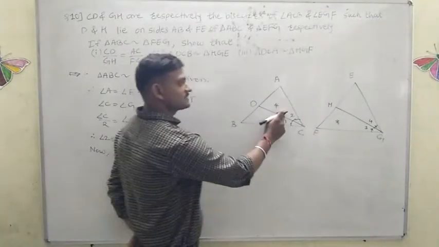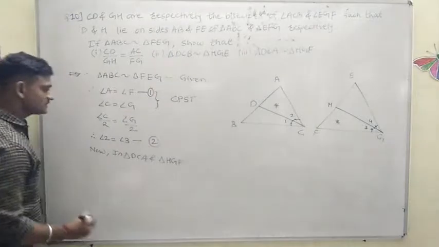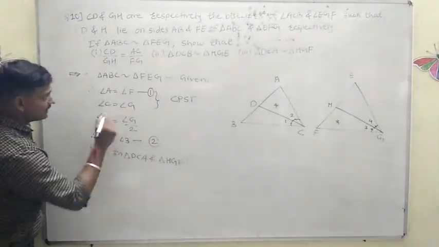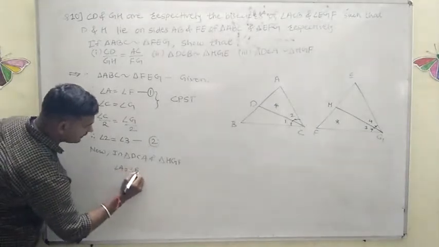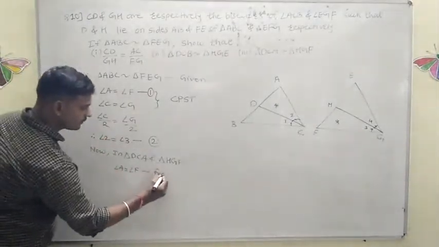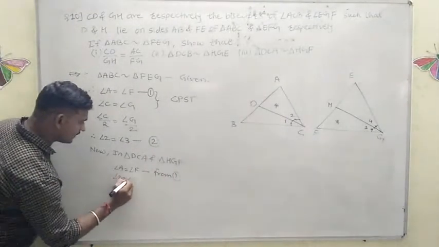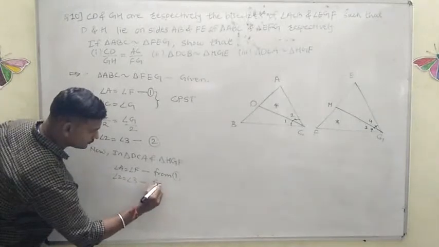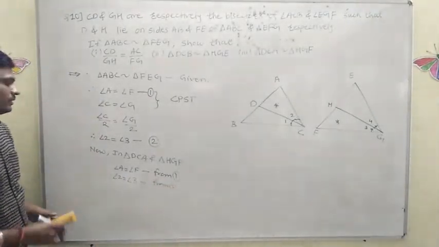In these two triangles, star marked triangles, angle A is equal to angle F. What is the reason? Reason is from 1. And angle 2 is equal to angle 3 from 2.